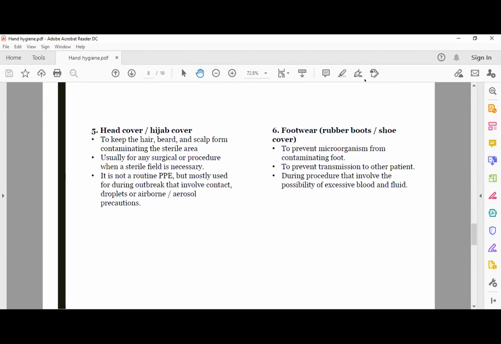So next is head cover or hijab cover. It is to keep the hair, beard, or scalp from contaminating the sterile area. It is usually for any surgical procedure when a sterile field is necessary, and it is not a routine PPE. So the next one is footwear, such as rubber boots or shoe cover. It is used to prevent microorganisms from contaminating the foot, and also to prevent transmission to other patients. And it is used during procedures that involve the possibility of excessive blood and fluid.